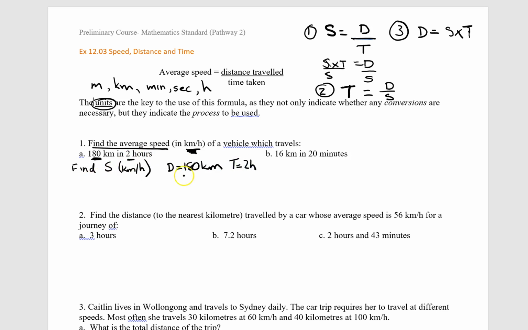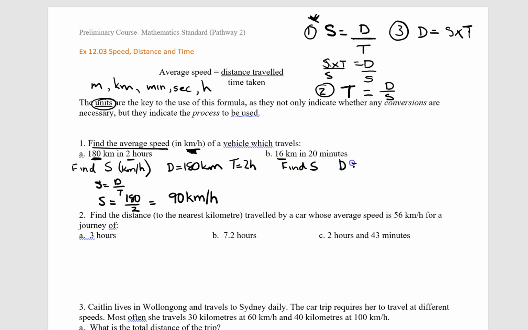So we're finding speed, we know the distance, we know the time. Yes, we'll use this formula. Speed is equal to distance divided by time. Speed is equal to 180 divided by 2, which is 90, and they are kilometres per hour because they were the units. In this example, we're still finding speed. Find S.